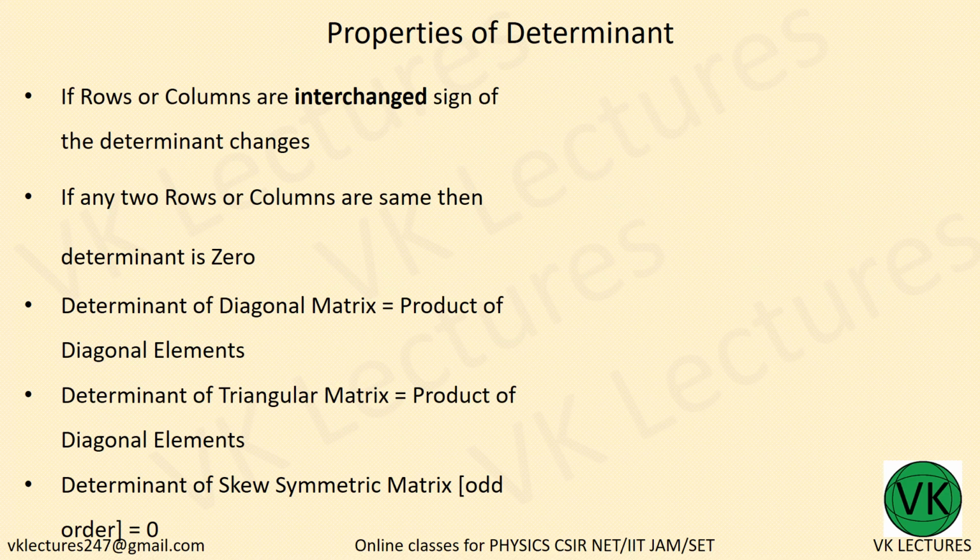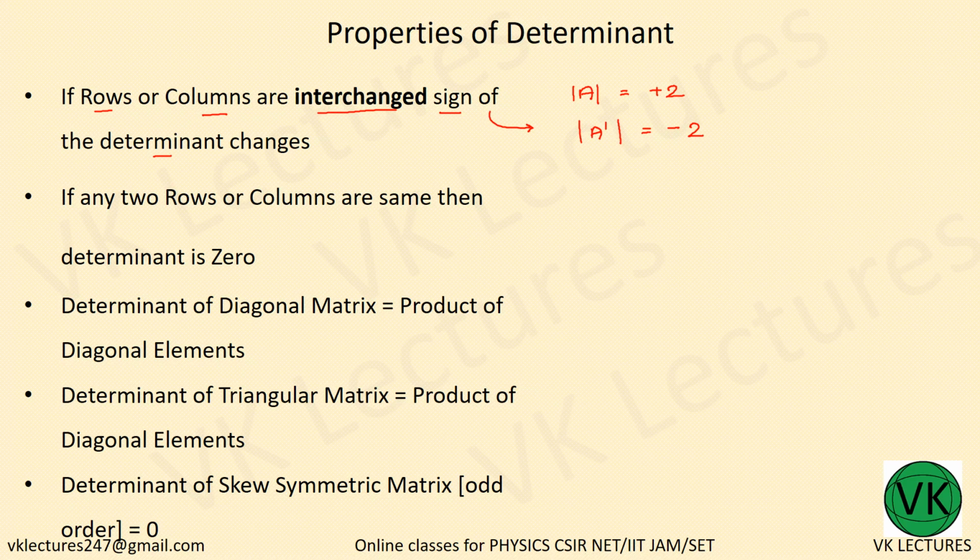More properties of determinant that we have learned in our earlier classes, that is, rows or columns are interchanged. If the rows or columns are interchanged, sign of the determinant changes. The sign of the determinant means if you have determinant A equal to +2, then after changing the row or column you get A dash. The determinant of A dash will be equal to -2.